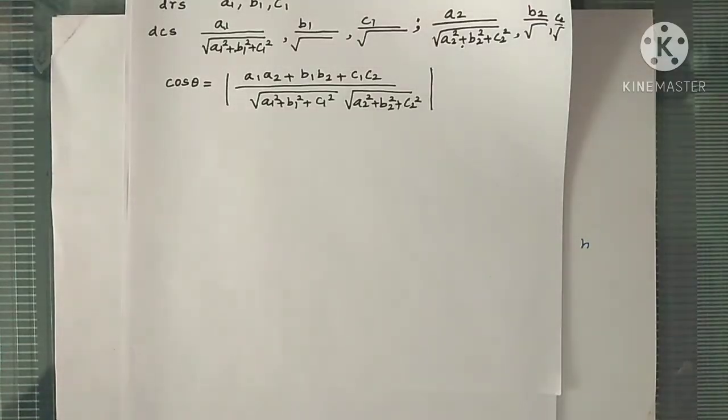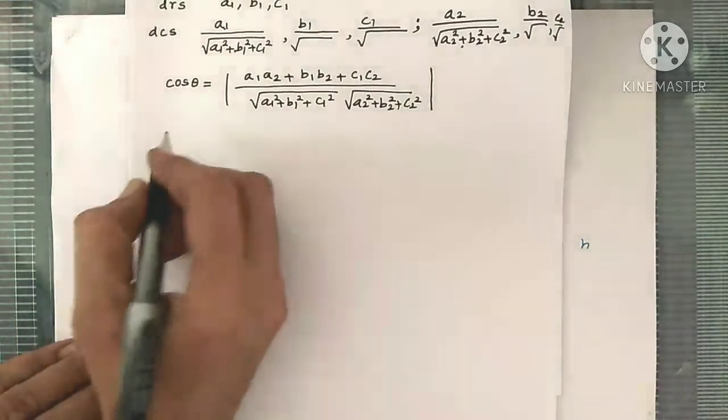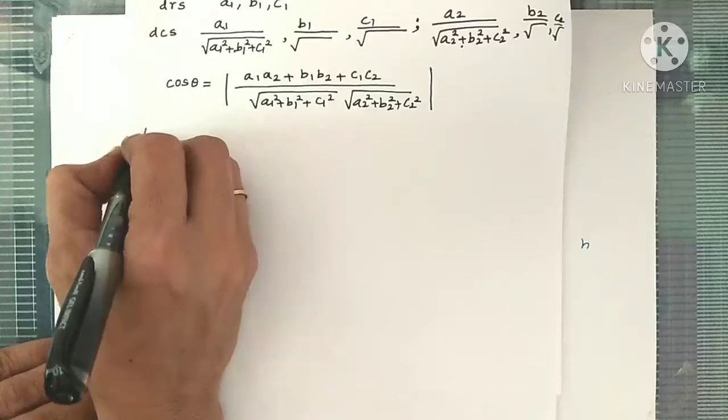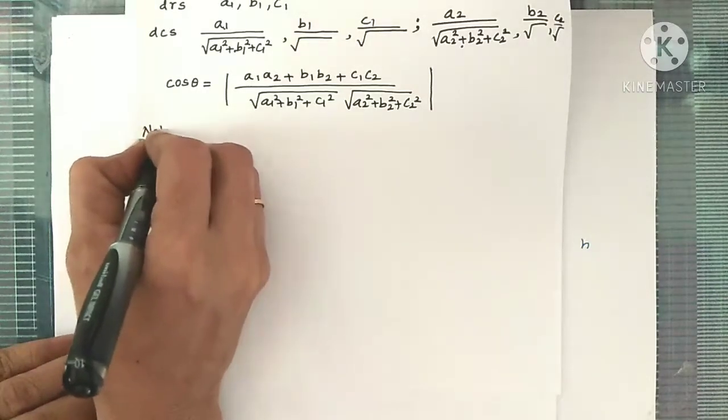So now we have a formula to find the angle between lines having direction ratios a1, b1, c1 and a2, b2, c2. You don't have to remember this proof, but you have to remember the formula to find cos theta. It's really very simple. Just multiply the corresponding numbers, add them, and divide by the square root of the sum of the squares of those numbers.